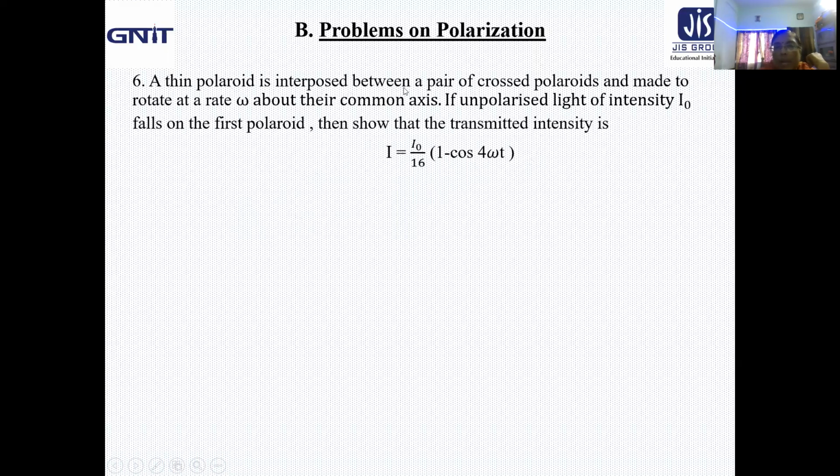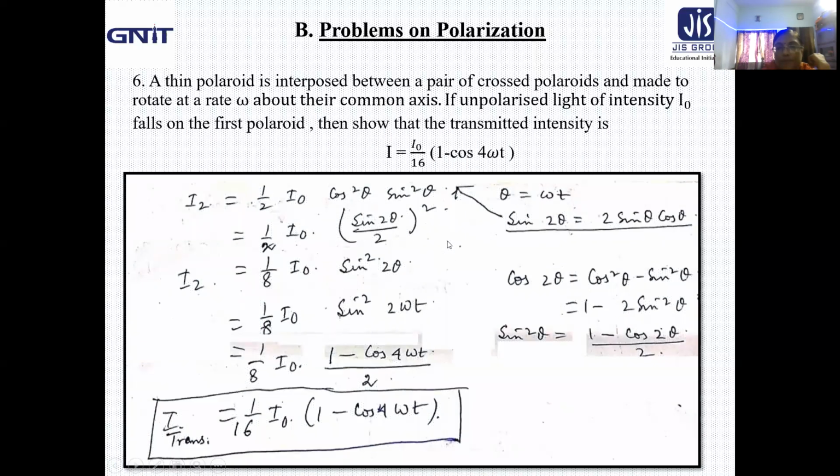A thin polaroid is interposed between a pair of cross polaroids and made to rotate about their common axis. Now unpolarized light, that means the incident beam, falls on the first polaroid with intensity I0. Show that the final transmitted intensity is this one. Just take a look. In the last set we have found I2 equal to half I0 cos square theta sin square theta. Just a few minutes back we have got it.